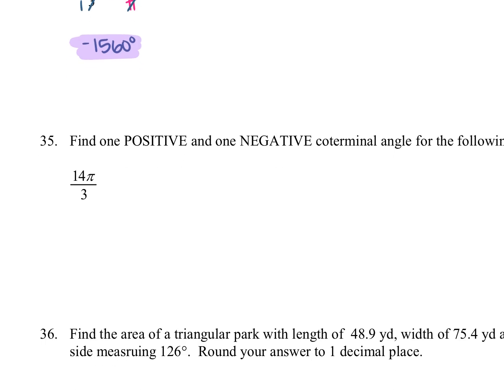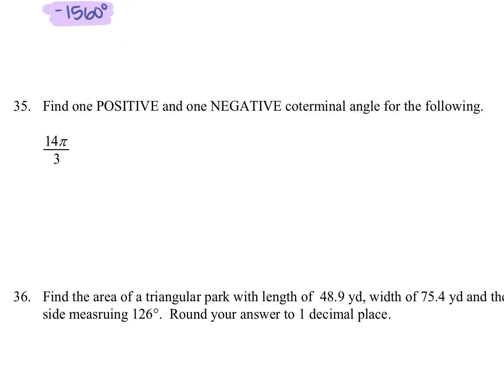For this next question, you're finding one positive, one negative coterminal angle. This is number 70 from your review. You have 14 pi over 3. To find our positive coterminal angle, we're going to add 2 pi to it, which is the same thing as 6 pi over 3. And that gives us 20 pi over 3. So that's our positive coterminal angle.